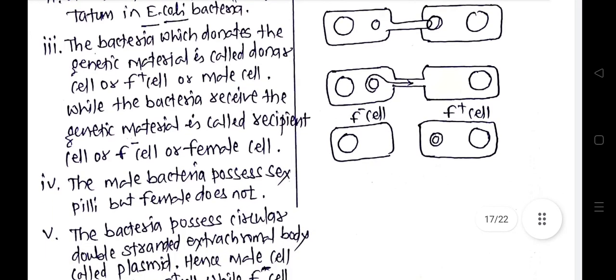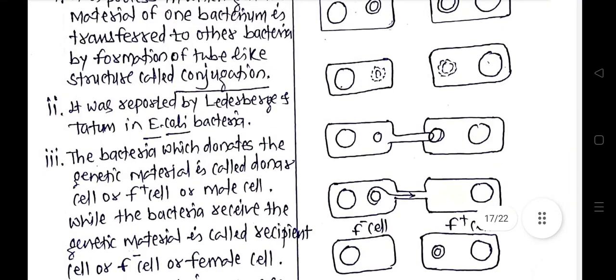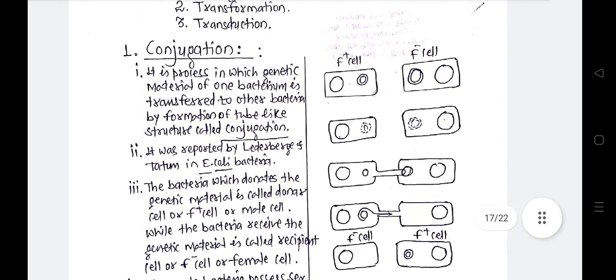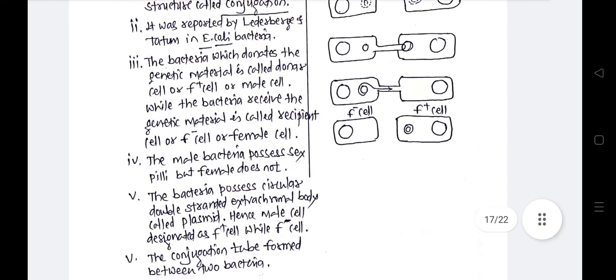Here, the tube formation takes place with the help of pili, and now the donor cell is converted into a receiver cell, meaning the F plus cell converts into the F minus cell. This conjugation method, transfer of genetic material, was first reported by the scientists Lederberg and Tatum in E. coli bacteria. Transfer of genetic material, this is very important for the examination.